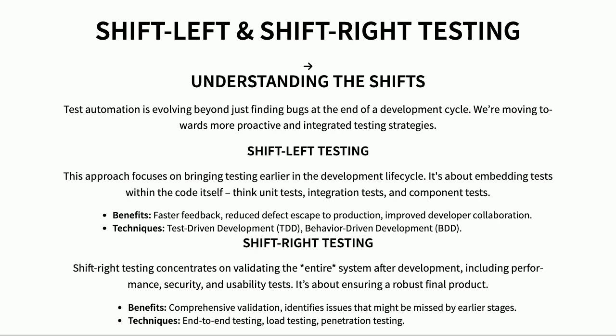Think unit tests and integration tests. Then there's Shift Right, which focuses on validating the entire system after everything's built, making sure it performs well, is secure, and easy to use. It's about that final quality check.